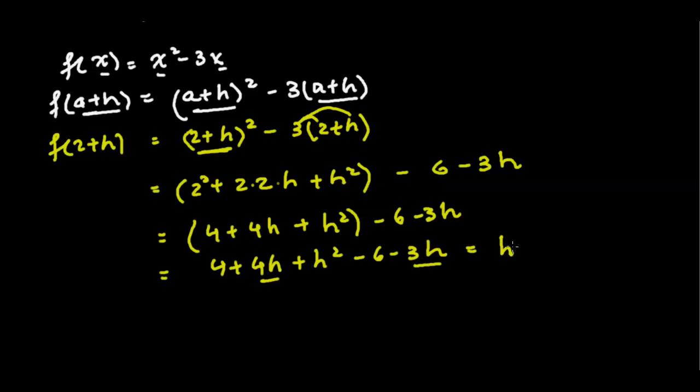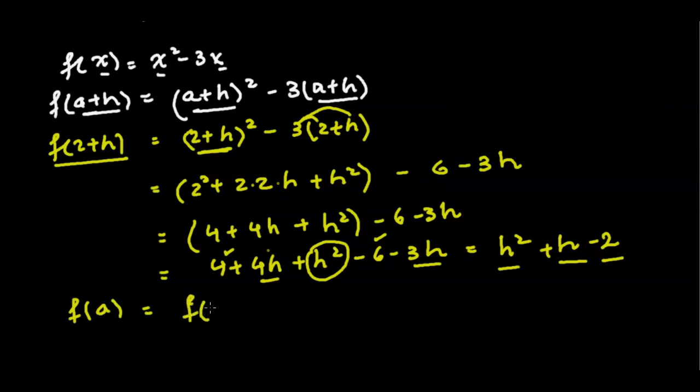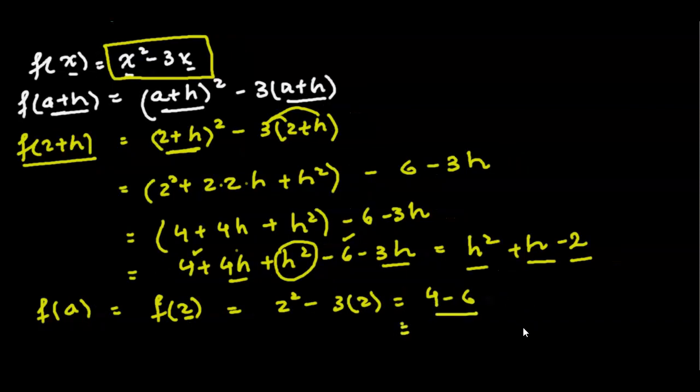So we would be able to get h squared, that is this one. Then 4h minus 3h gives us an h, and 4 minus 6 gives us a minus 2. So after simplifying f of 2 plus h, we are able to get h squared plus h minus 2. Similarly, we can solve for f of a, which is nothing but f of 2. This can be done by substituting 2 in place of x, and the equation that we will be using is the original one, x squared minus 3x. So we get 2 squared minus 3 times 2, which gives us 4 minus 6, which is negative 2. Therefore, we get f of a equal to negative 2.